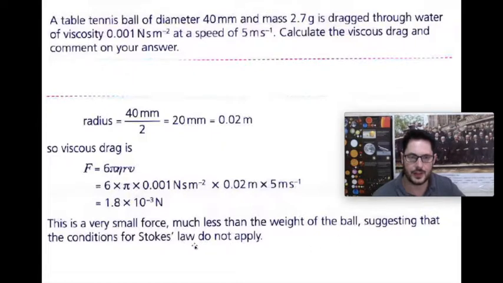Okay, suggesting that the conditions for Stokes' law do not apply. So is it saying that the force is too small even for Stokes' law to apply? Okay, next.